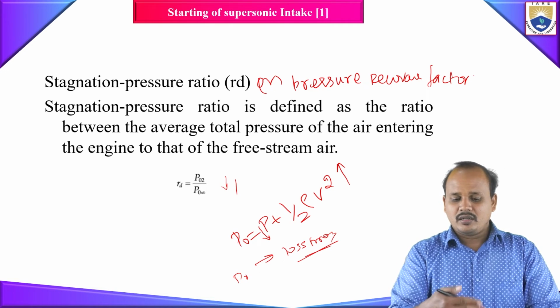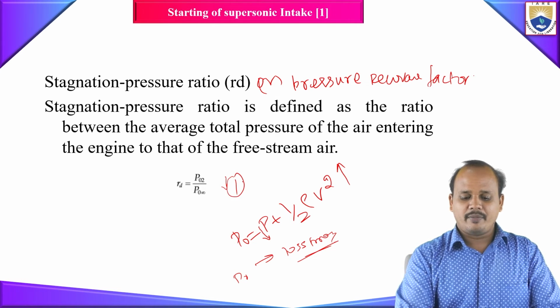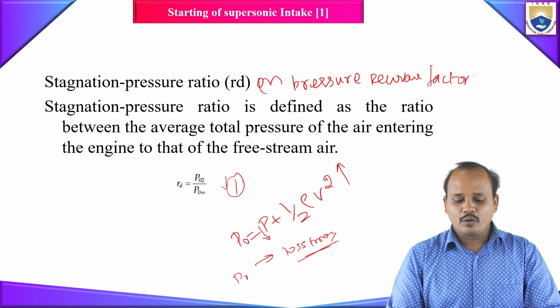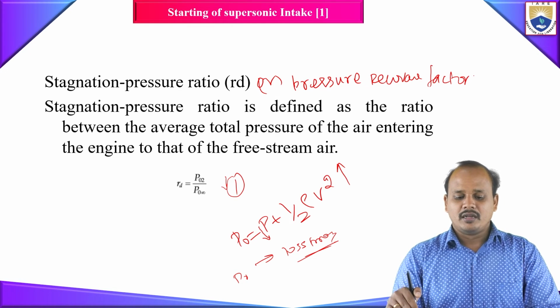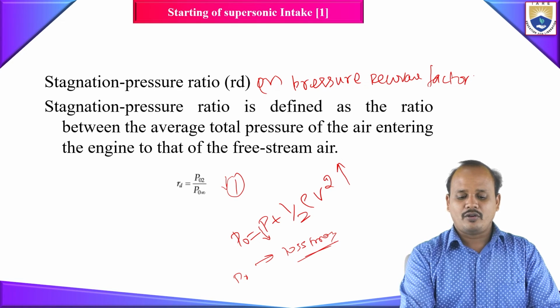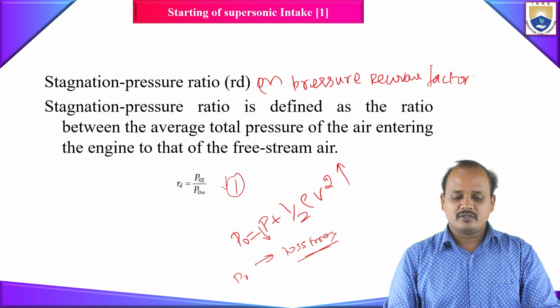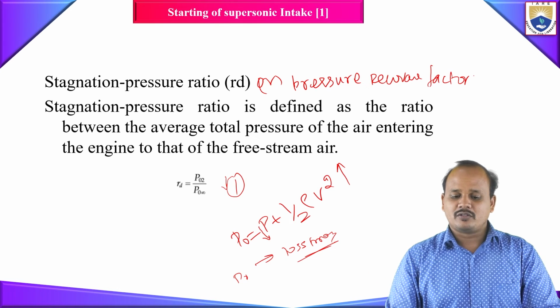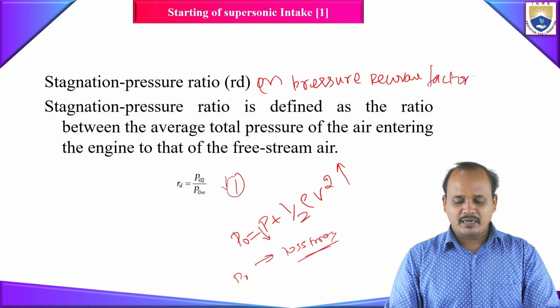But we have to design in such a way that your value RD, the pressure recovery factor, is close to 1. That means the total pressure loss happening in that particular conversion process is small or negligible if it is close to 1. Okay, so these are the two parameters we use to measure the performance of our subsonic as well as supersonic intake. So with this, I'll complete today's class.